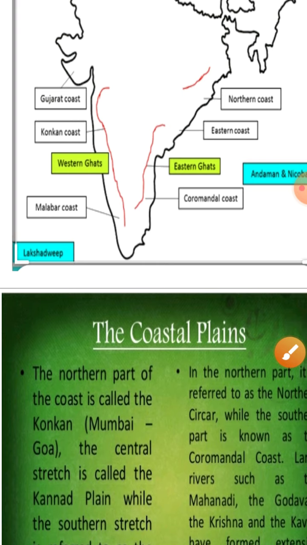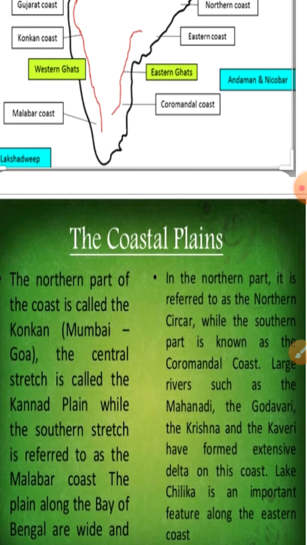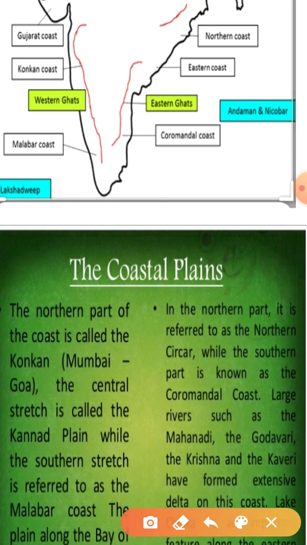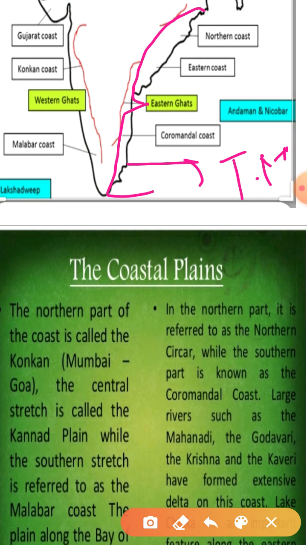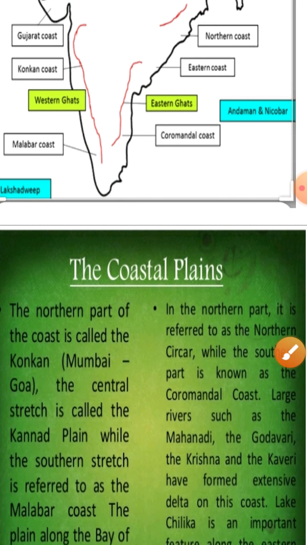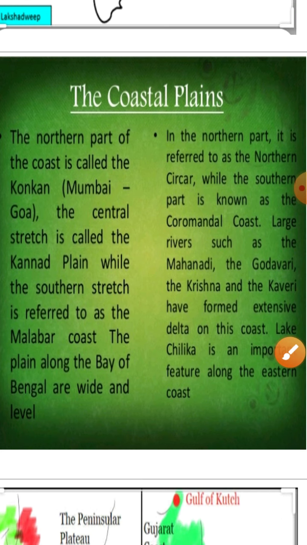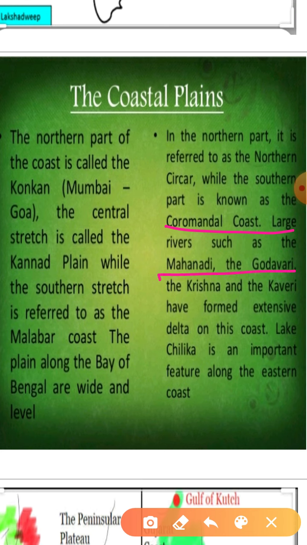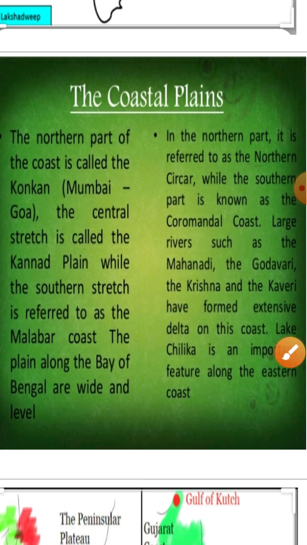Now we will see the Eastern coastal plain. The northern part of the Eastern coastal plain is called the Northern Sarkar coast, and the southern part is known as the Coromandel coast. The Coromandel coast, the Tamil Nadu area, receives rainfall in winter time. Large rivers such as the Mahanadi, Godavari, Krishna and Kaveri have formed extensive deltas on this Eastern coastal plain. Lake Chilika is an important feature along the Eastern coastal plain.